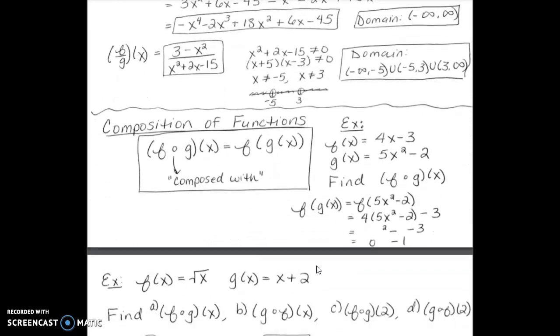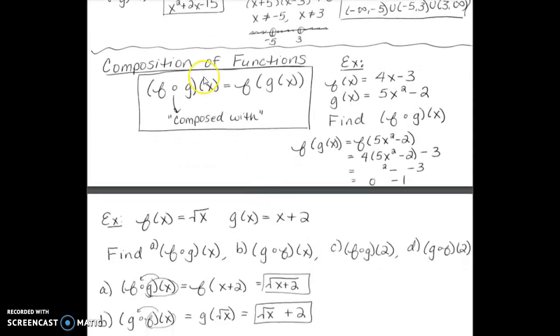Our last operation is called composition of functions, and it's indicated by this open circle. So this would be read as f composed with g of x. That means you are going to evaluate the first function, f, with g of x going inside of it. So we could write it as f of the function g of x, similar to how we evaluated functions using function notation earlier in chapter 2.